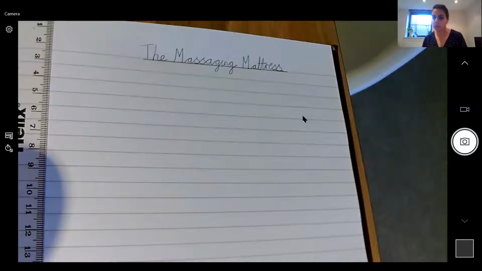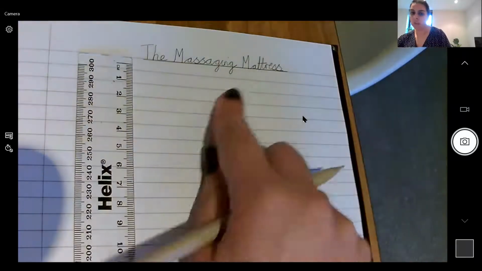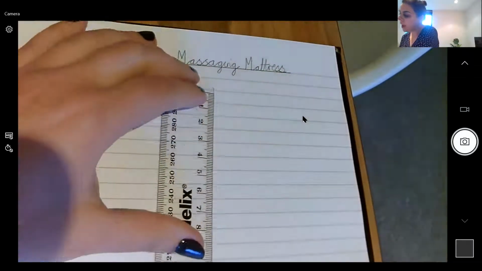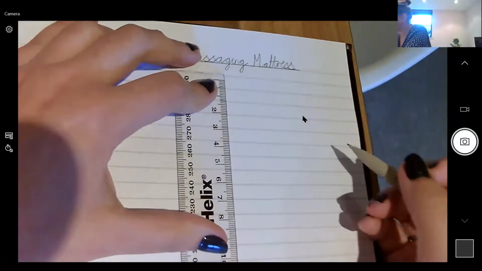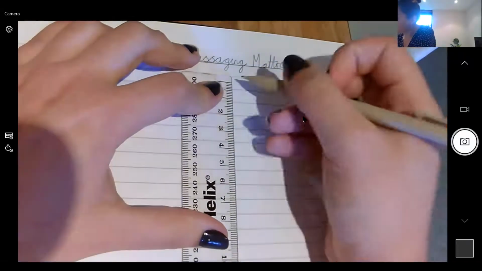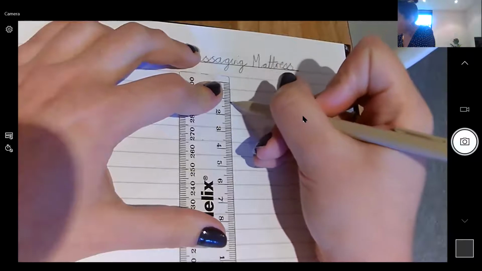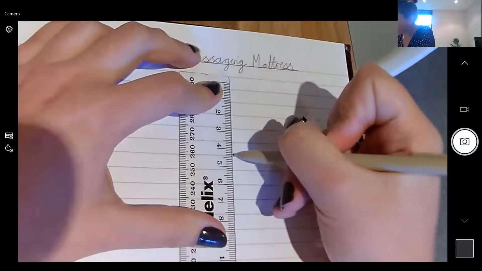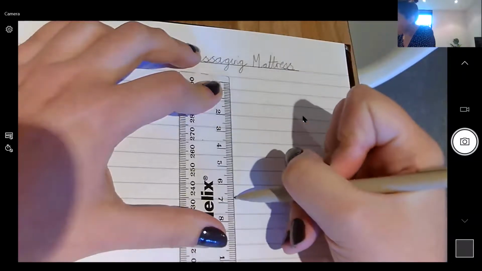Okay, so the next thing I'm going to do is draw my box. This is for my picture to make sure that I've got space for it. So I'm going to draw my box now over here. I'm going to do it 8 lines down. I'm going to use my ruler. I'm going to make sure my ruler is nice and straight. I'm going to draw 8 lines down. 1, 2, 3, 4, 5, 6, 7, 8.